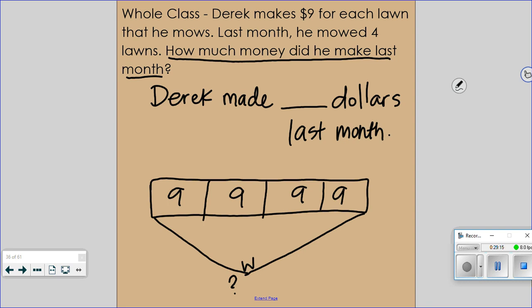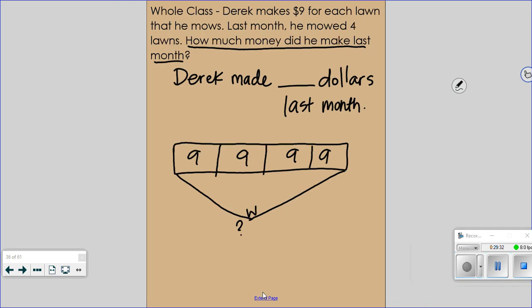What do I do after I've made a model? Get out of your desk. Miranda, what am I doing? Making an equation. Making an equation. What is a math equation that's going to match this picture? Think way back. Part, whole. Right?